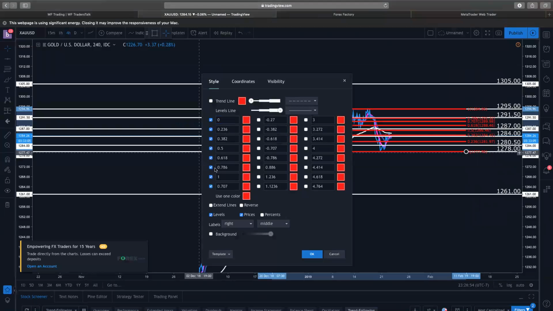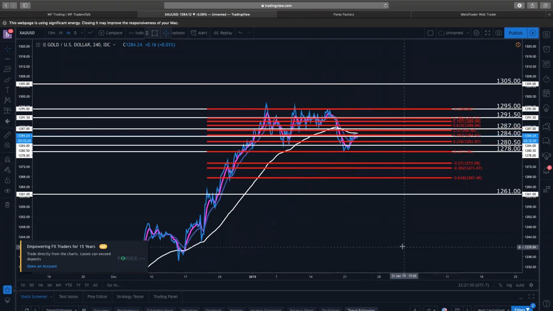So 0.5, 0.618. And then these are some of the extra levels I have, guys, if you want to check these out really quickly. The only ones I have different than you probably is this 0.707. And I also like to use the top three negative numbers: negative 0.27, negative 0.328, and negative 0.618. Those are some extra fib levels that you might not have, so definitely check those out.